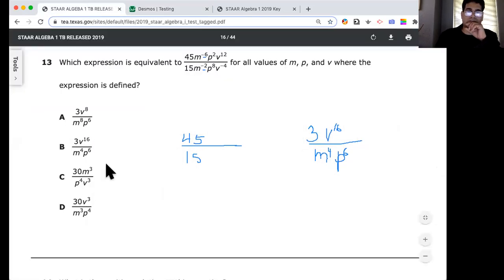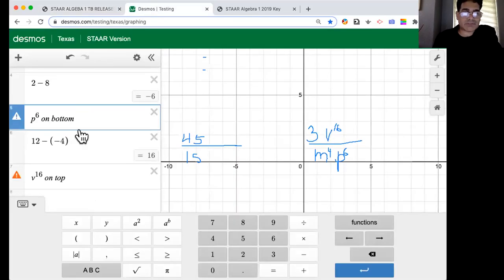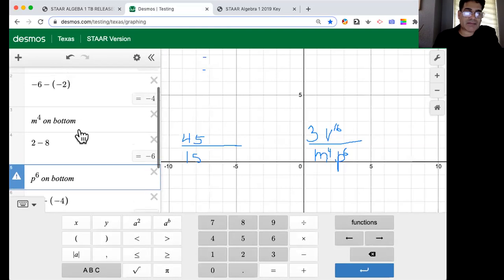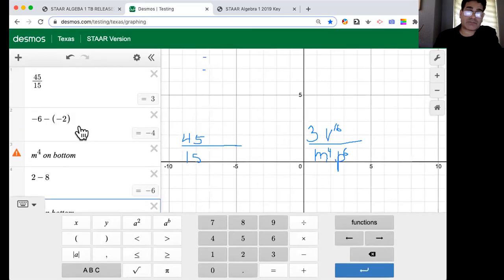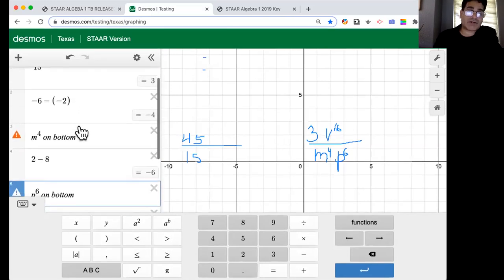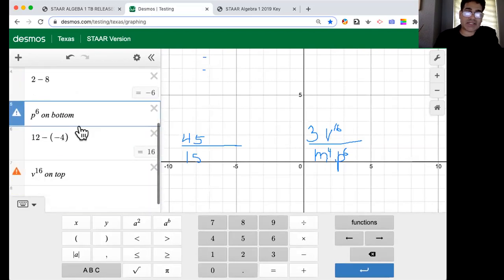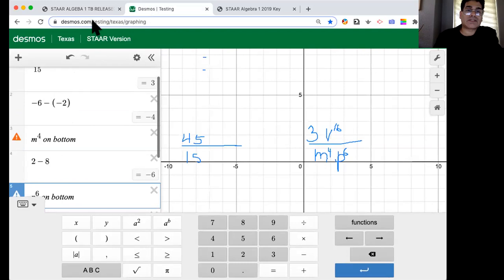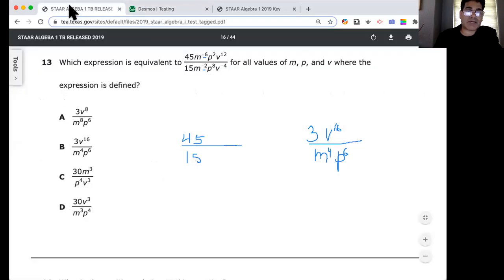Okay, 3v to the 16 and p to the 4. Okay, all right, that looks fine. Just double-checking my math. I might want to leave that there to check it later, because there are so many numbers and variables that you can make a mistake on any of this. So let's see which one matches.